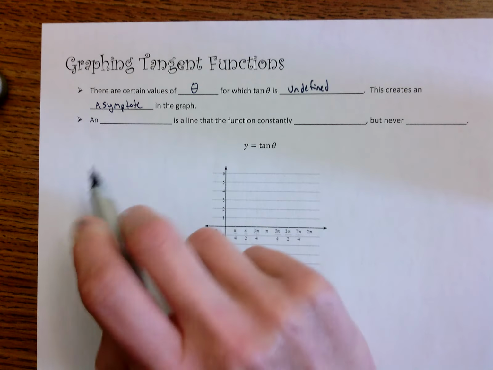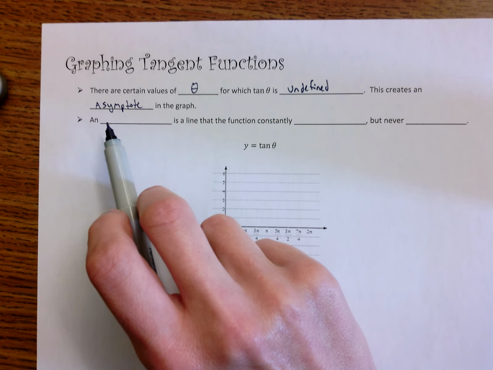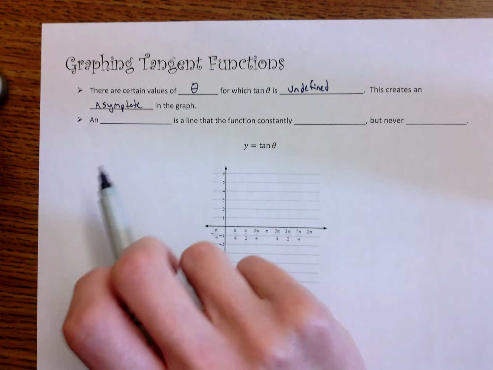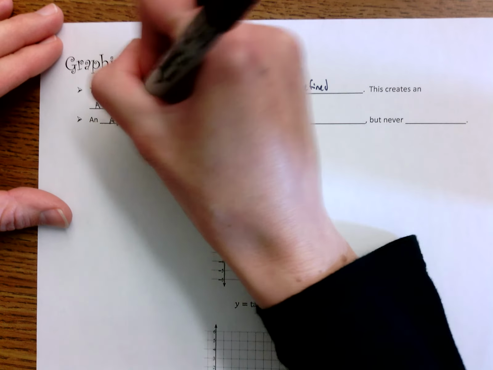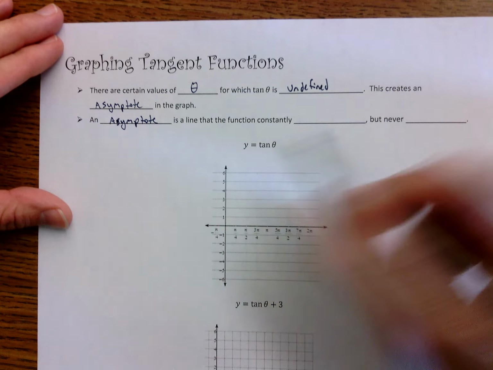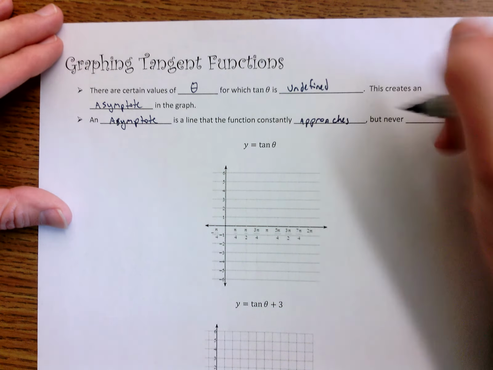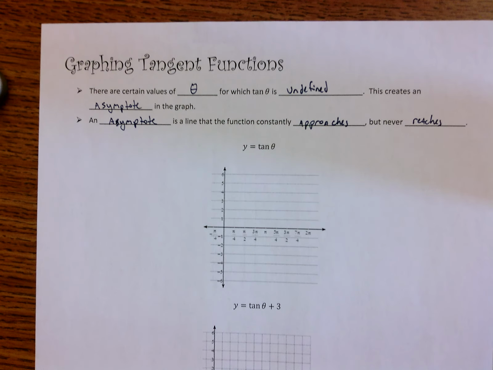in your graph. If you remember looking at exponential functions, you have asymptotes that show up in logarithmic functions. So that's the same idea. But if you don't remember what an asymptote is, an asymptote is a line that the function constantly approaches but never actually reaches. So it's constantly approaching, but it never actually gets there. And you'll see what I mean in just a second as we do an example or two.